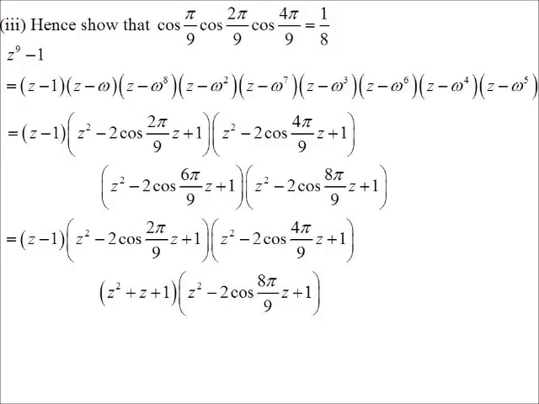Z minus 1 stayed as z minus 1. No magic there. But notice how I wrote these powers. I didn't go 1, 2, 3, 4, 5, 6, 7, 8. I went 1, 8, 2, 7, 3, 6, 4, 5.